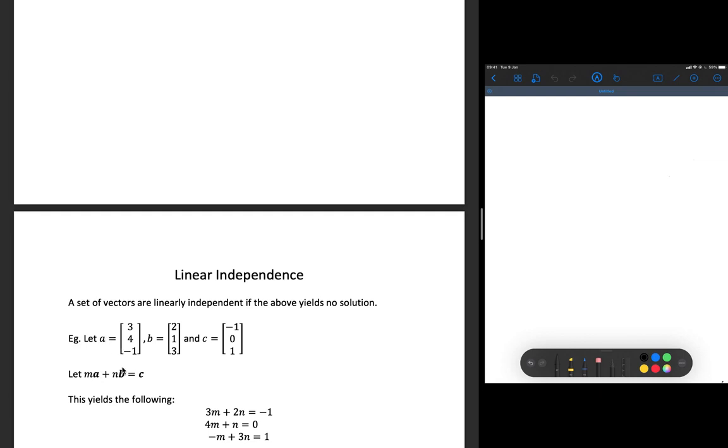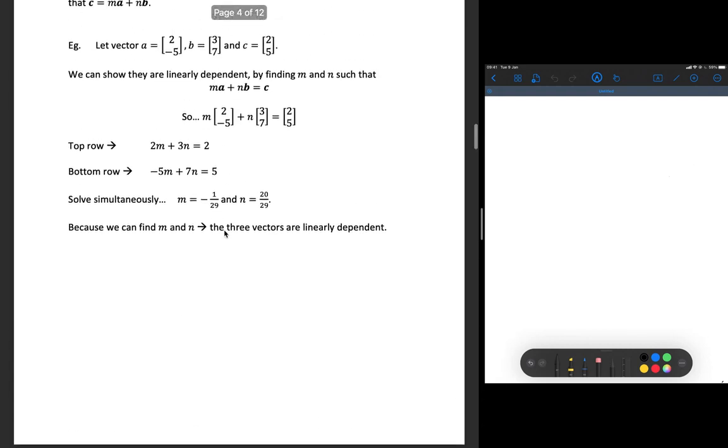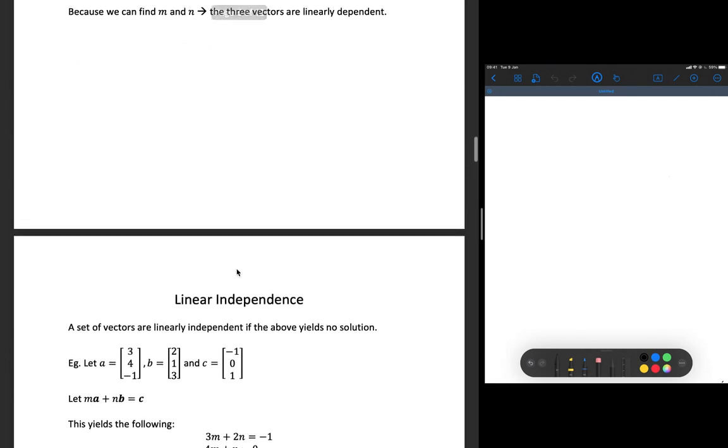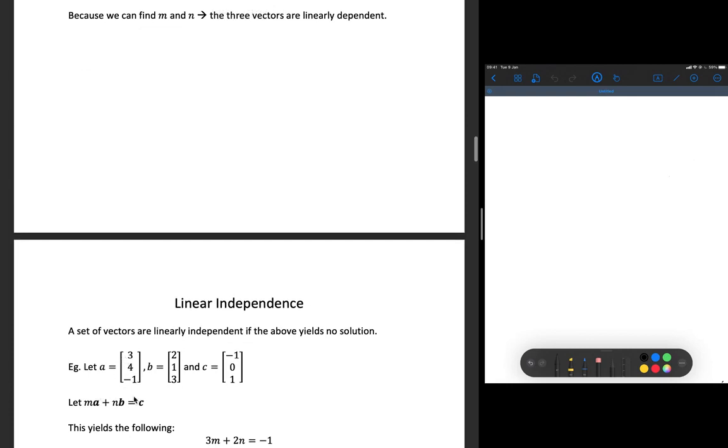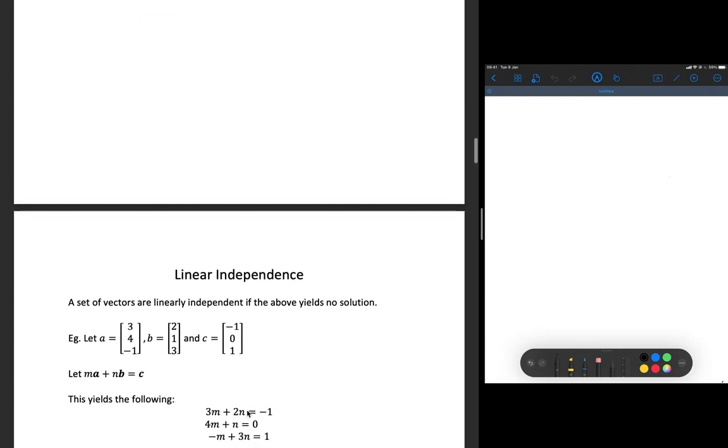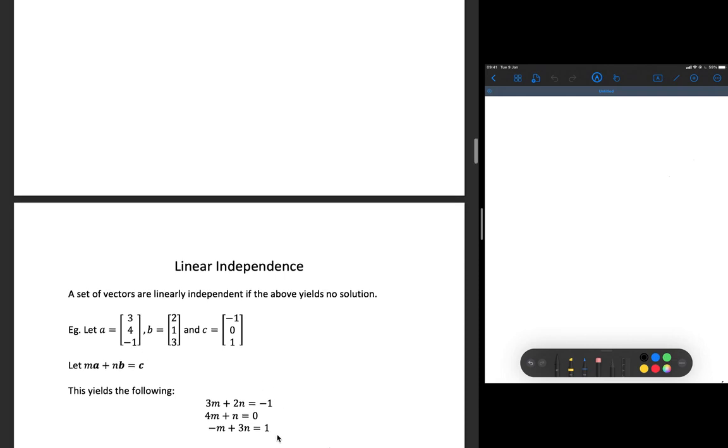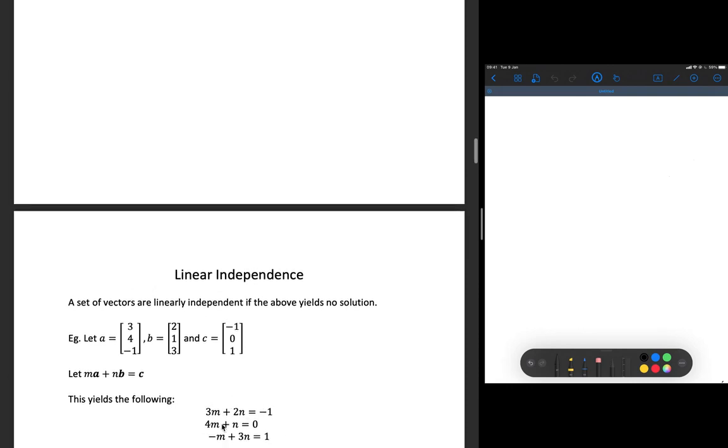So in this case, we set up the equation again. So M times A plus N times B equals C. And just like we did here, where we took out each row and made it into an equation, we get 3M plus 2N equals -1. That's the top row. 4M plus N equals 0. That's the middle row. And then -M plus 3N equals 1 for the third row. Now we've got 3 equations, but only 2 variables. So we only have to use two of the equations to find M and N, and then just test it for the third one to see if it's true.